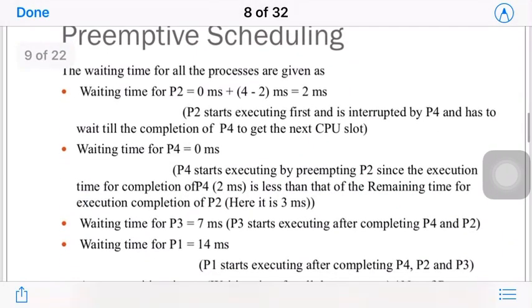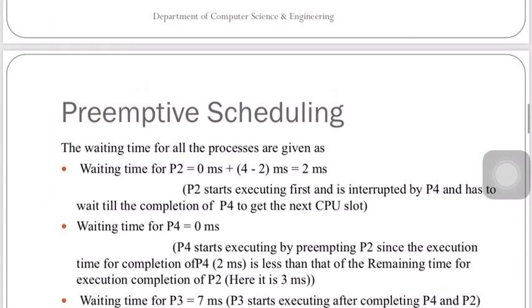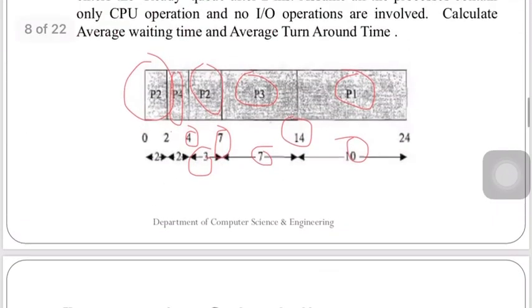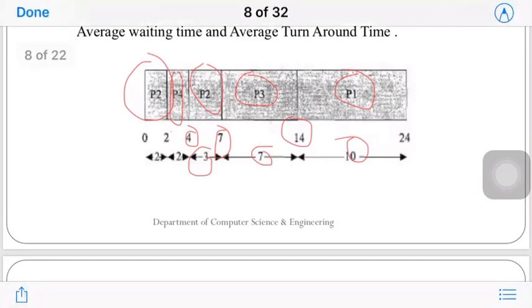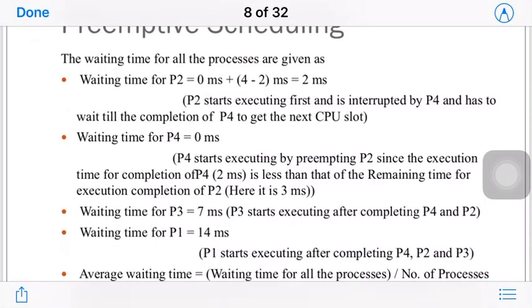So you can see the waiting time here. Waiting time for P2: how much time has P2 waited to complete its task? Initially it started directly, so there was no waiting, so 0. But when P4 enters, P2 is stopped, from 2 to 4. So how much? 2 milliseconds, right? 4 minus 2 plus 0, so that is 2 milliseconds.